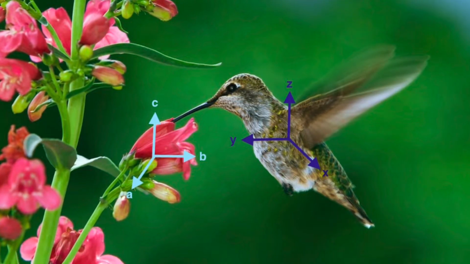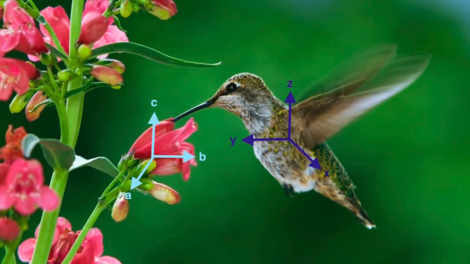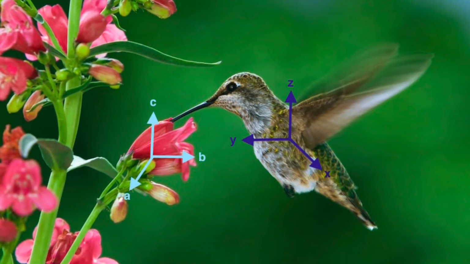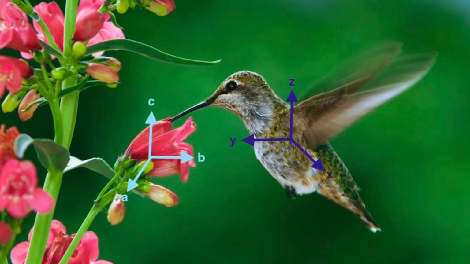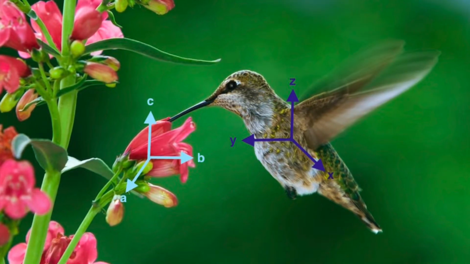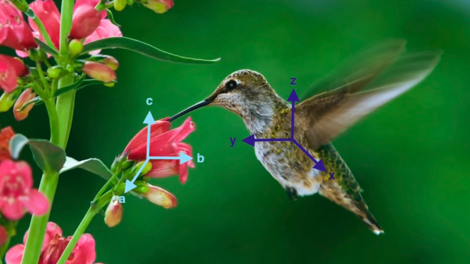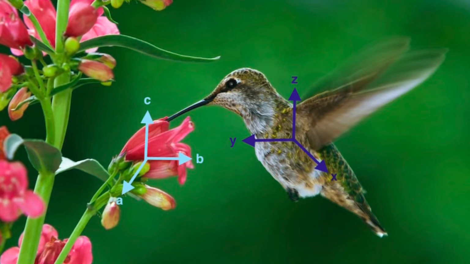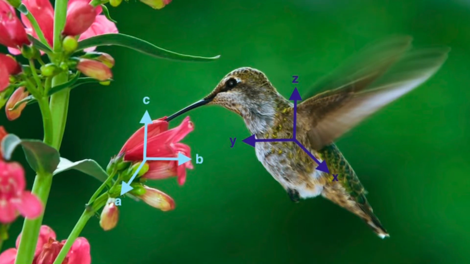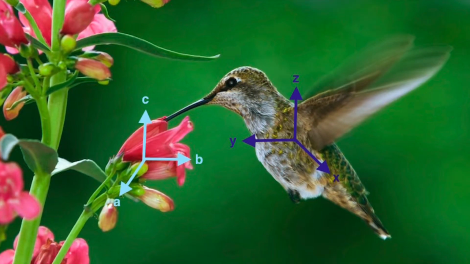We will then create another reference frame with the origin at the center of mass of the hummingbird and the axes X, Y, and Z. This frame will move relative to the flower's inertial reference frame with the angular velocity omega. The magnitude and direction of this movement is controlled by the speed and angle at which the hummingbird beats its wings and the way it positions and moves its body up or down and side to side.